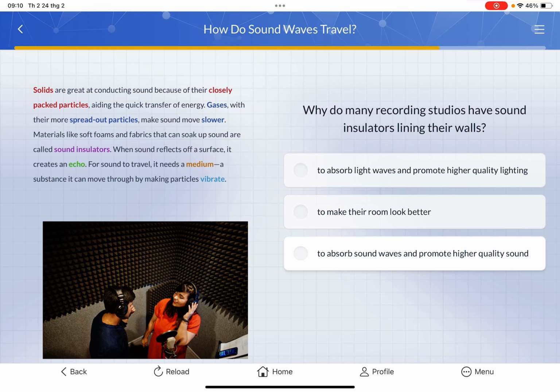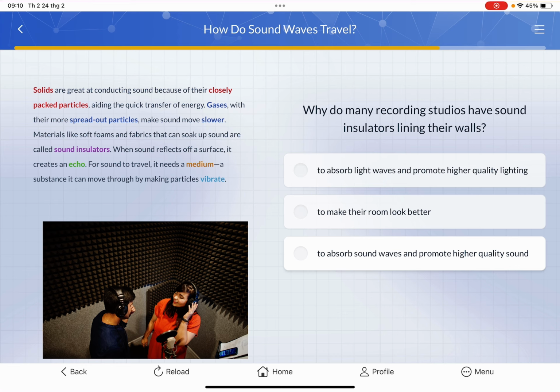Why do many recording studios have sound insulators lining their walls? You can see many recording studios have this foam insulator lining their walls. Why? Well, first of all, solids are great at conducting sound because of their closely packed particles, so we can aid the quick transfer of energy by adding more solid around the room. And there is gas, which has spread out particles, which makes sound slower.